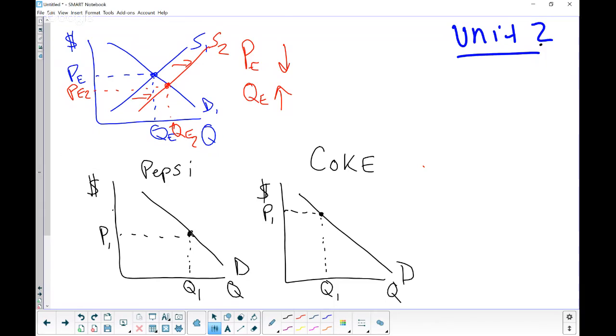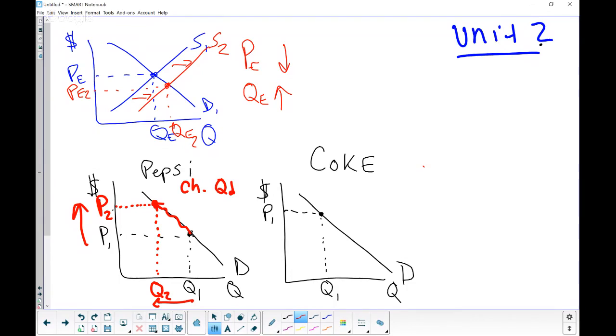So let's say the price of Pepsi goes up. If the price of Pepsi goes up, we'll call it P2. It's going to go over and intersect with our demand curve here, and then drop down. This is going to be Q2, which means we're not shifting the demand curve, I'm sorry. We're moving the quantity demanded to the left. We're essentially just moving along our demand curve. So this is a change in quantity demanded.